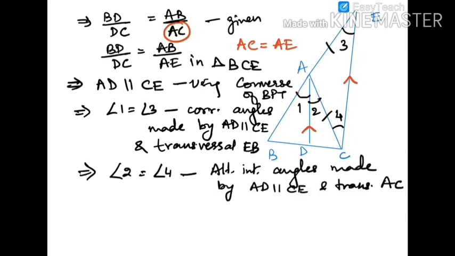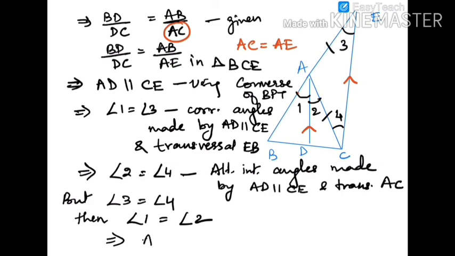But we know that angle 3 equal to angle 4. We have proved earlier, because they form the base angles of this isosceles triangle. So if 3 is equal to 4, then angle 1 is equal to angle 2 using these two steps. So if angle 1 is equal to 2, this implies AD is angle bisector of angle BAC.